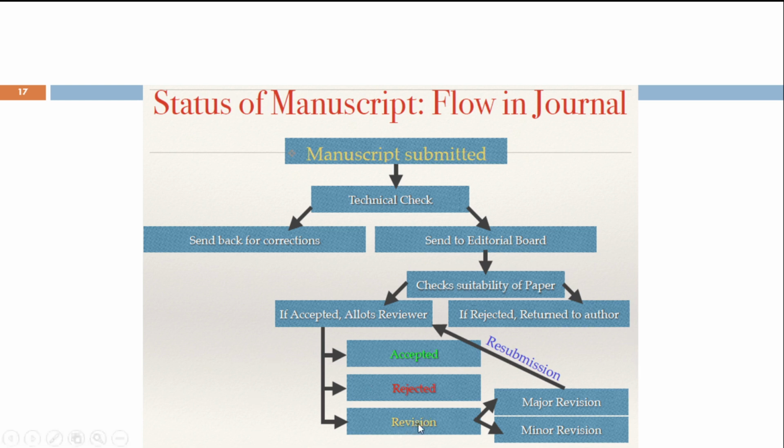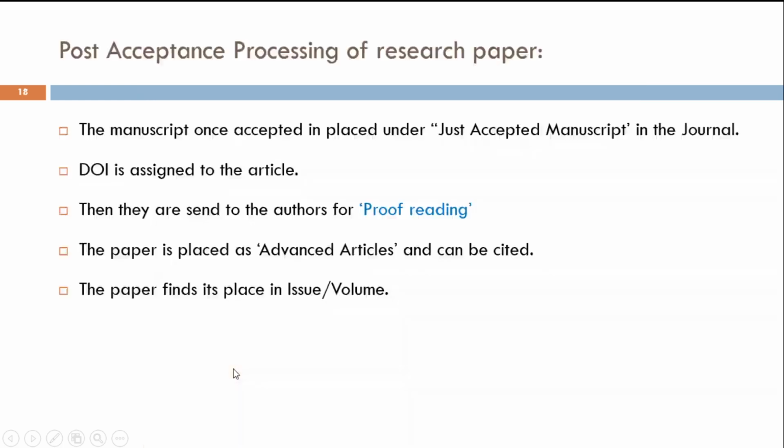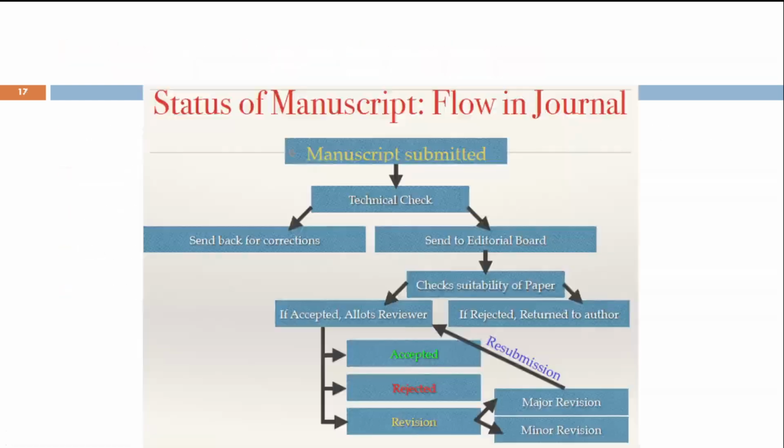So if they ask for a revision, it may be of two kinds: a minor revision, a short revision, or a major revision. Then you do the major or minor revision and resubmit, and the reviewer will see again. If they are satisfied, your work will be accepted and your paper will be published. So this is the flow in a journal.